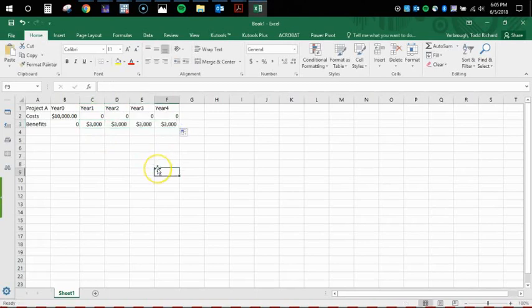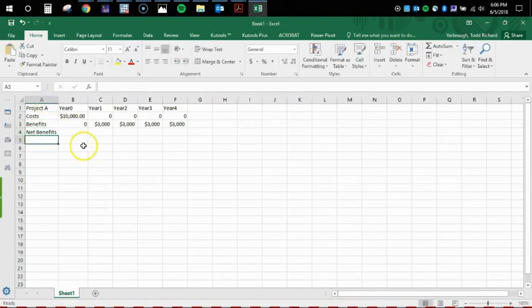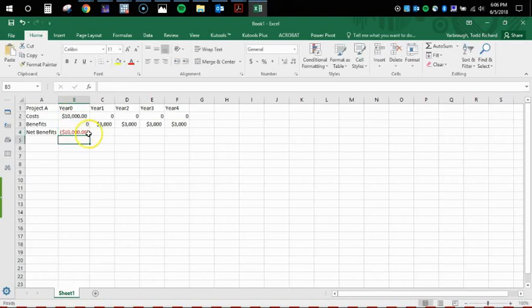All right. So here's how we think about it. In the first year, we had $10,000 in costs, no benefits, and then in every subsequent year, we have 0 costs and $3,000 worth of benefits. And then what we can do is net these. We'll say net benefits, and we'll just do this minus this. Voila.